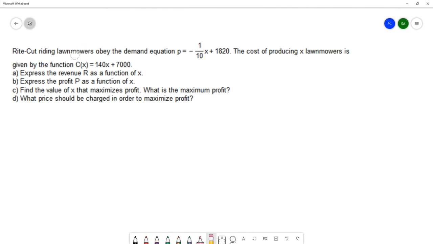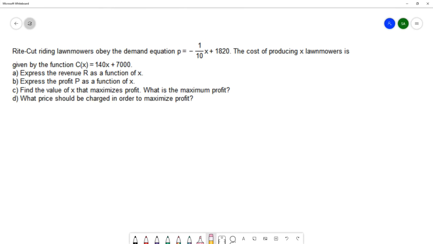Right-cut riding lawnmowers obey the demand equation P equals -1/10 x plus 1,820. The cost of producing x lawnmowers is given by the function C of x equals 140x plus 7,000. We want to express the revenue as a function of x, express the profit as a function of x, and find what value of x maximizes the profit, and what is the maximum profit. In addition, we want to find the price that should be charged in order to maximize profit.